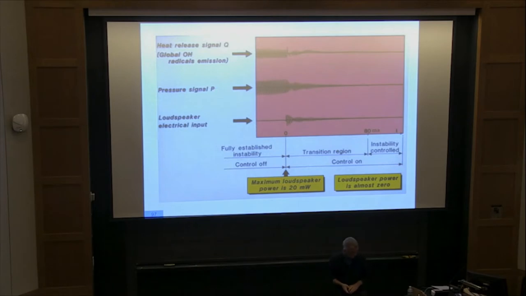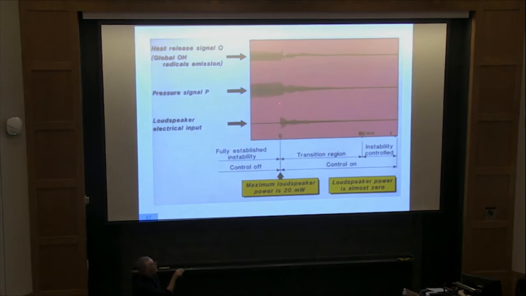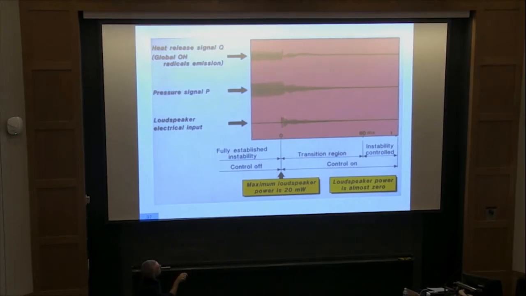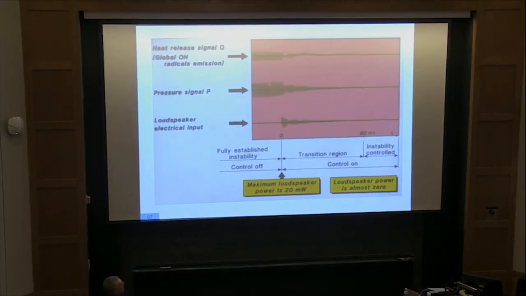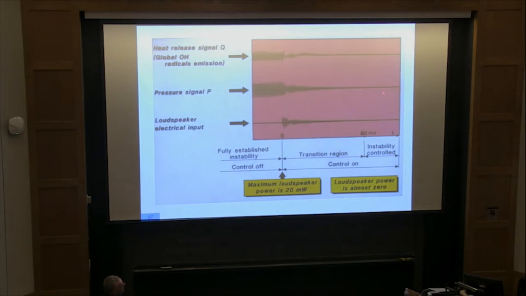Now, you can do it in a different way here. I just want to show you how these things go over time. So this is time here, and you see that there's something interesting happening here. Instability is established, and then here you start your control system. And the control system initially has to be strong because it is counteracting a big oscillation. But you see that as time goes by, when you reach this point here, not only the oscillation is zero, but the power consumed by the loudspeaker is also zero.